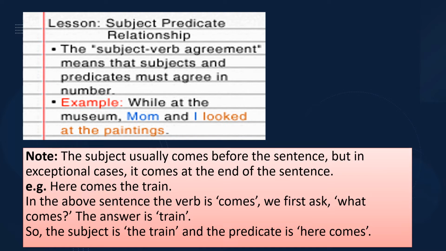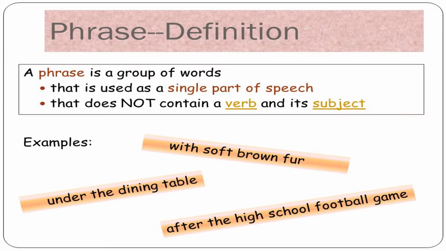In the above sentence, the verb is comes. We first ask what comes. The answer is train. So the subject is the train and the predicate is here comes. So students, this is very important. It should not always be assumed that the subject always comes first.